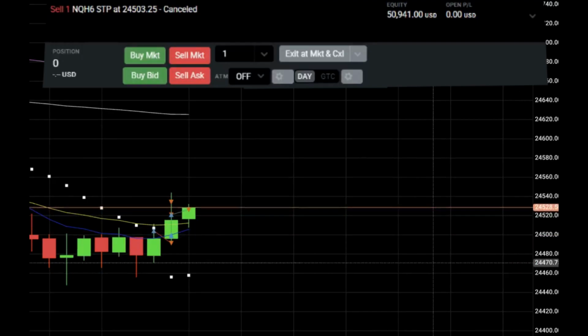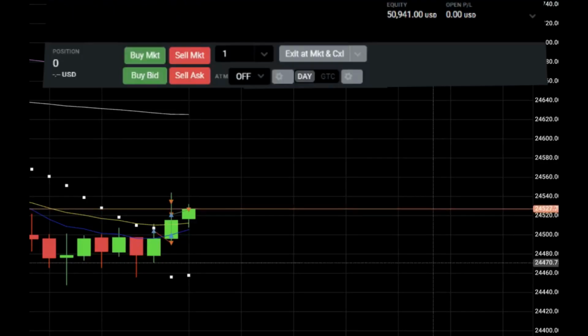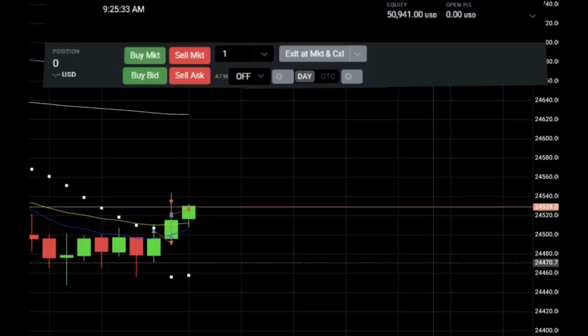And we're out of the trade. It pulled back a little bit. Now we're up to about $941 on the day. And we're going to look for the next setup.